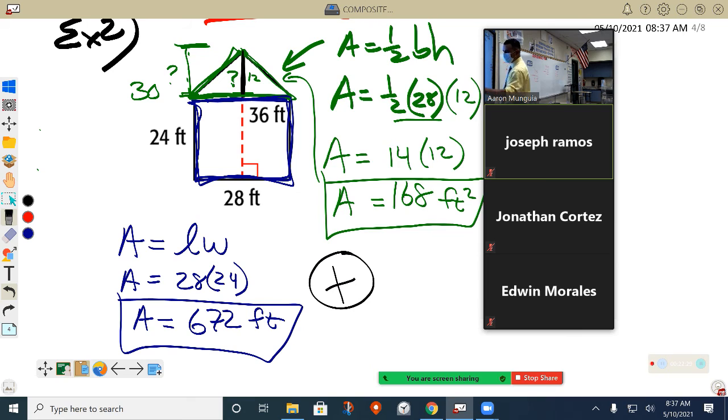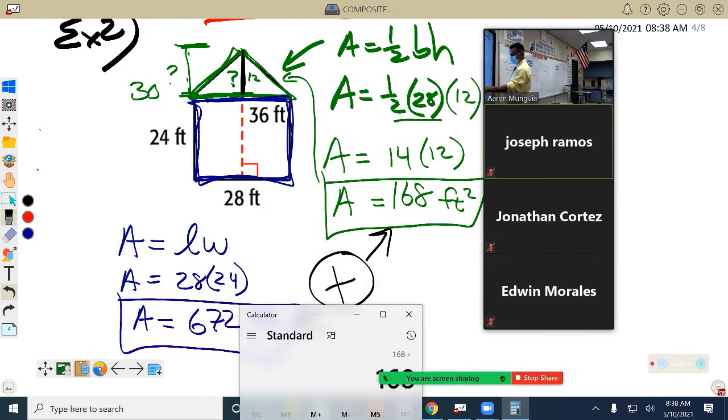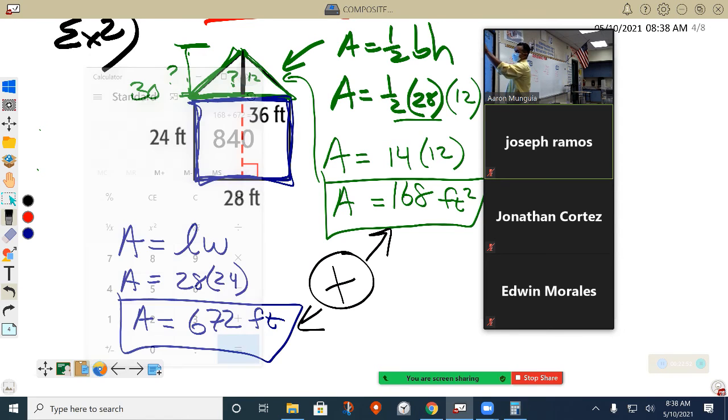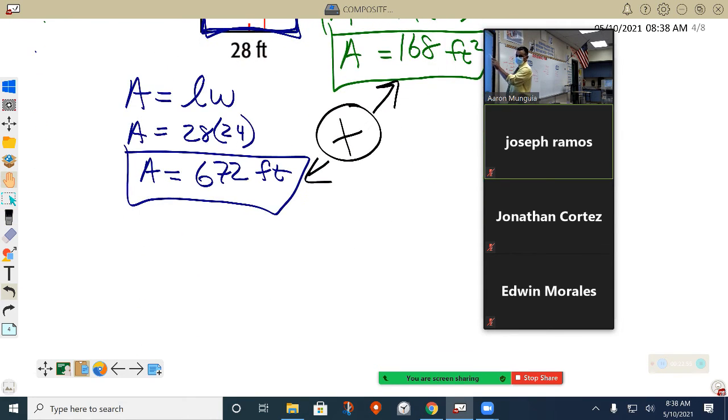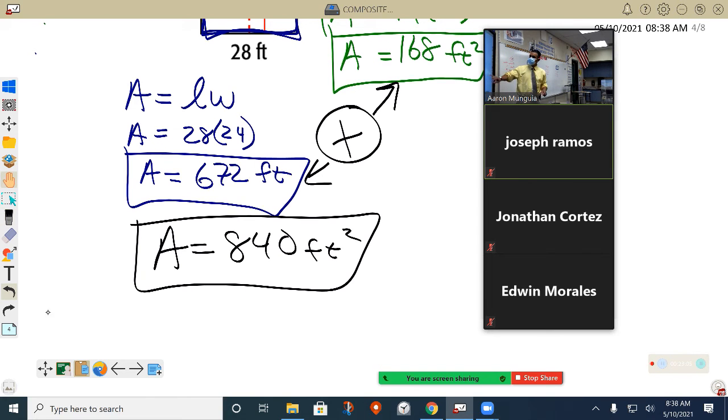Okay? That's the rectangle. So let's go ahead and take the rectangle and add it with the triangle, right? We're gonna add them both up and we're rocking and rolling. So 168 plus 672, the triangle plus the rectangle, 168 plus 672. 840. Nice. The total area that is 840 square feet. That's the whole thing. The triangle and the rectangle.